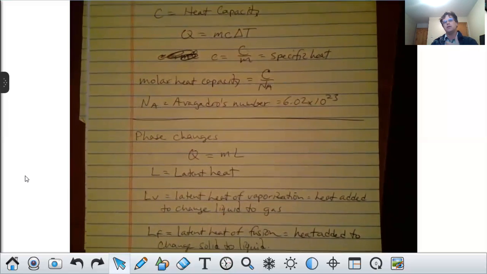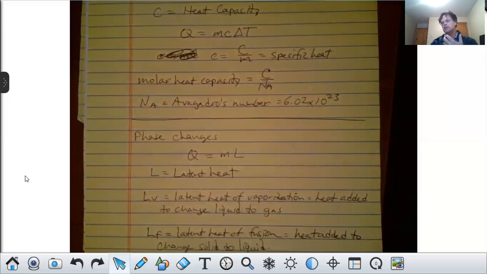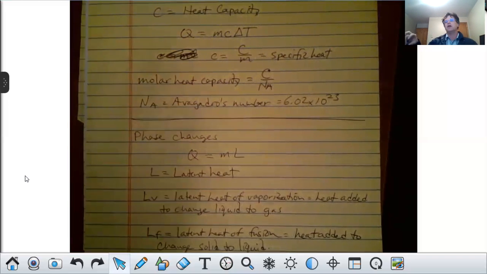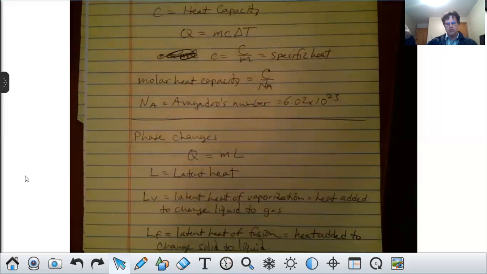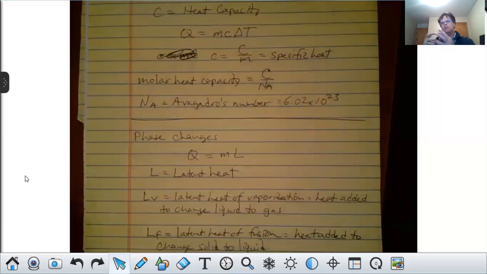Now you can change temperature to a certain point. For example, water, you could go from 0 to 100 degrees, but then as you try to heat it more, it starts to boil and it changes phases from a liquid to a gas. It changes from water into steam. And at this point, what happens is the water temperature stays at 100 degrees until all of the water is turned to steam. So if you have a mixture of water and steam, it's always at 100 degrees. You can't go above 100 until you've converted everything into steam.